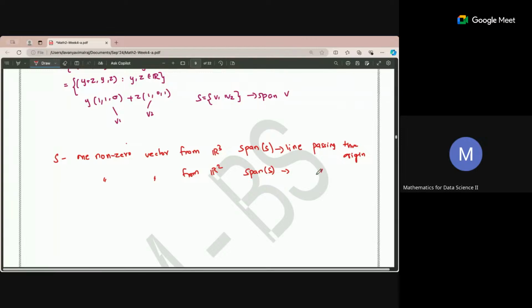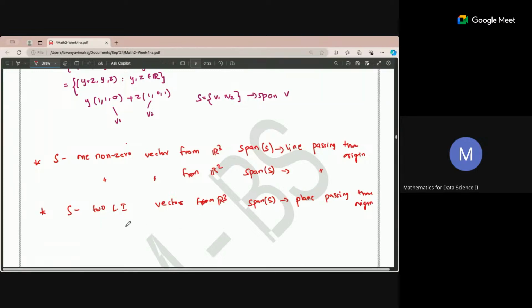Again, it is still a line passing through origin, right? Okay. So now this is scenario 1, and here the next case, if S has two linearly independent vectors from R3, then span of S will form a plane passing through origin. Right? It will form a plane passing through origin.